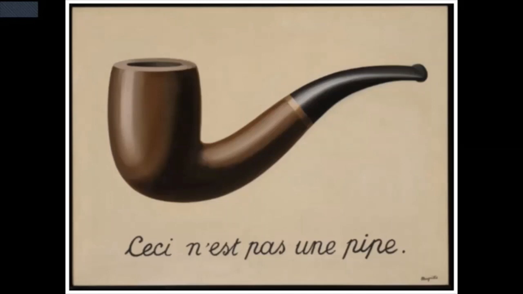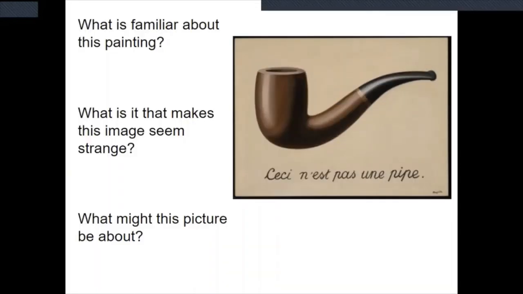Here's another painting by Rene Magritte. We're going to talk about this painting. So the same sort of questions. What is familiar about this painting? Well, it looks like it's some sort of a pipe and it has some sort of writing that I can't necessarily read on it. What makes this image seem strange? Well, at first glance, it doesn't seem that strange. Maybe if I figure out what those words say.